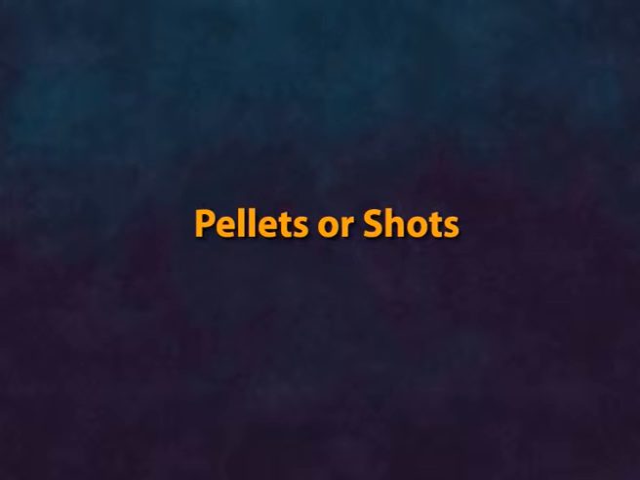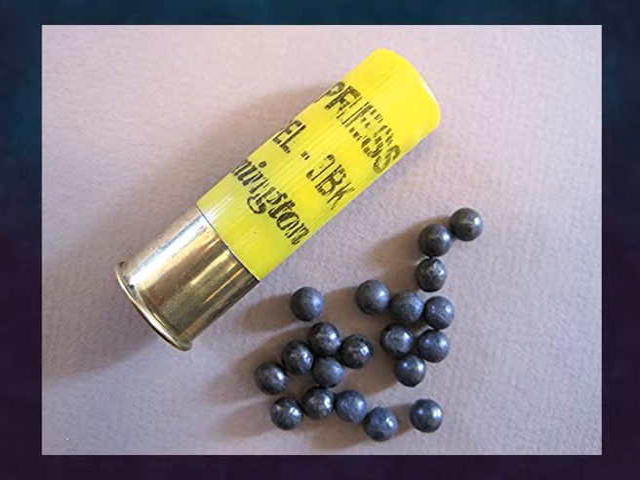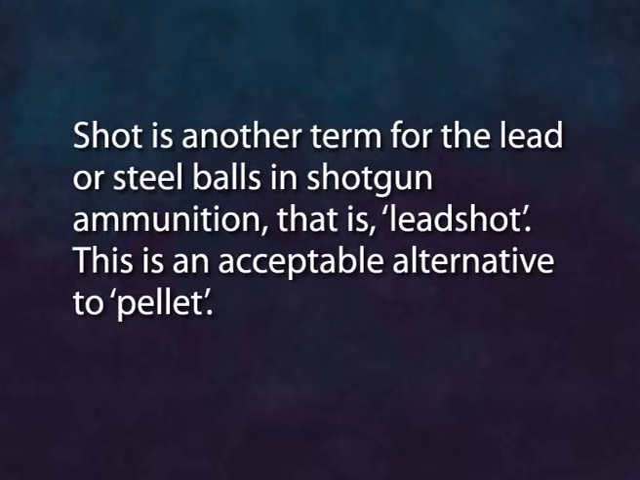Next are pellets or shots, which are specifically used in shotguns. Pellets can be either the individual lead or steel balls found in shotgun ammunition, or the lead pellets for use in air weapons. Shot is another term for the lead or steel balls in shotgun ammunition, that is lead shot. This is an acceptable alternative to pellet.